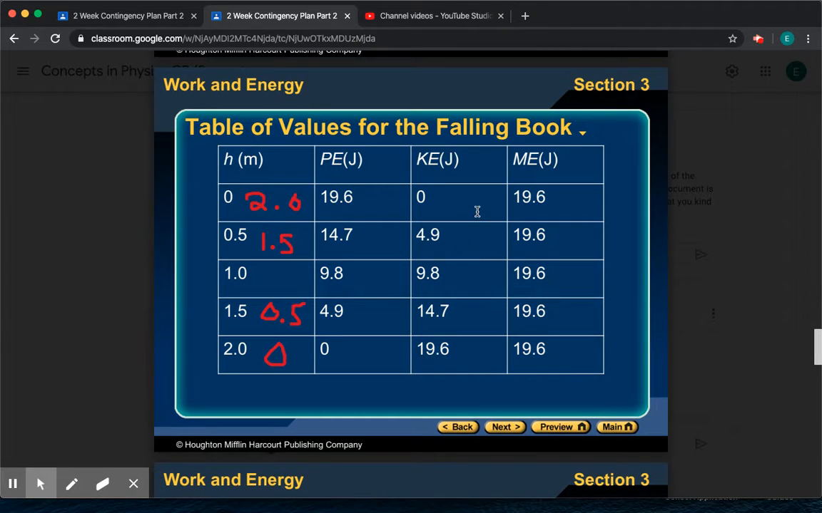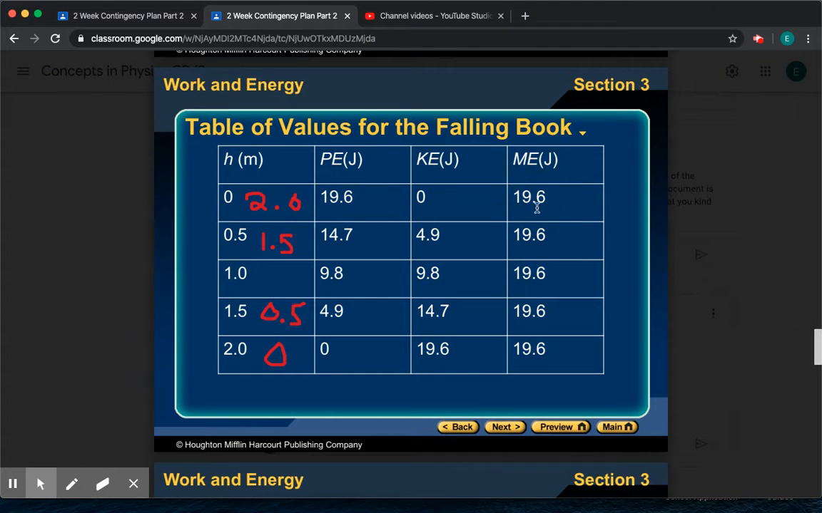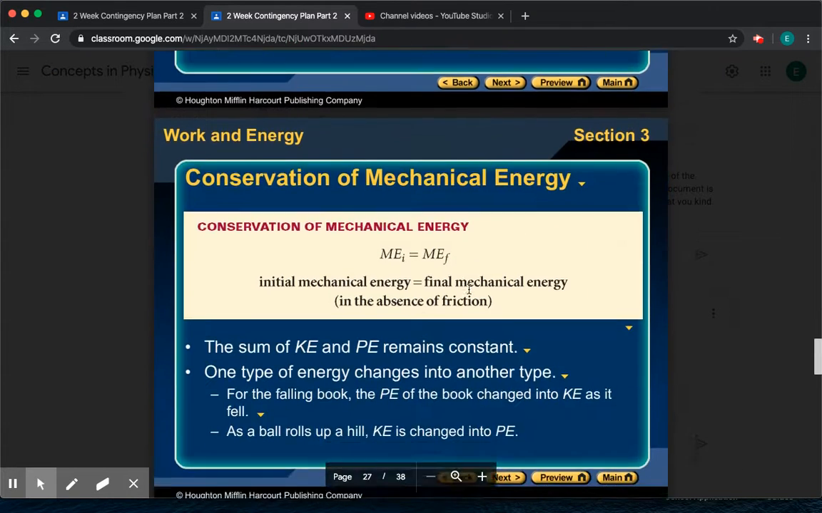But if you look at the total energy in the system, mechanical energy is the total energy with motion in the system. Notice how it does not change the entire time. It's 19.6 the entire time. Which means no, you're not getting any new energy. You can't magically get it out of thin air. So what you have in the beginning is what you have in the end. That's conservation of energy. This is the example. Potential is being converted to kinetic, but the total amount in the system doesn't change.